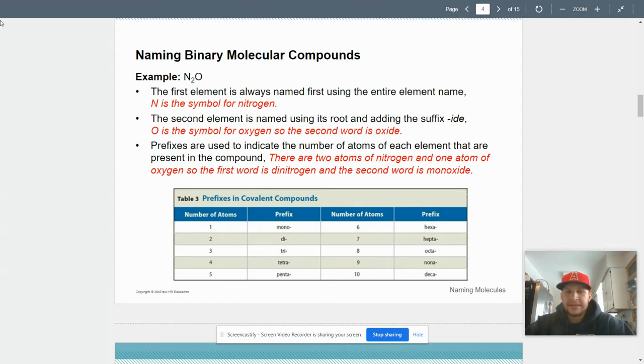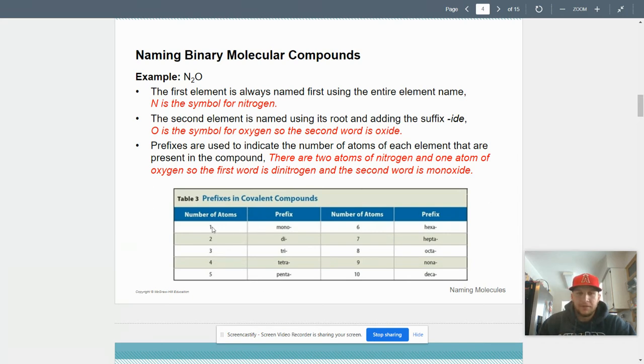Now, here's where it gets a little bit different. You recall when we were talking about ionic compounds that we just said the name and then used the -ide ending for our anion. With this one, we actually have a set of prefixes that we're going to use that are going to tell us how many of each atom are in here. So this table right here will be useful. Hopefully you understand what some of these are.